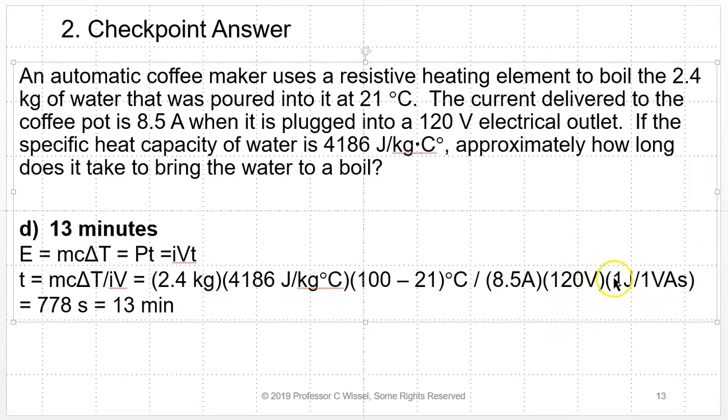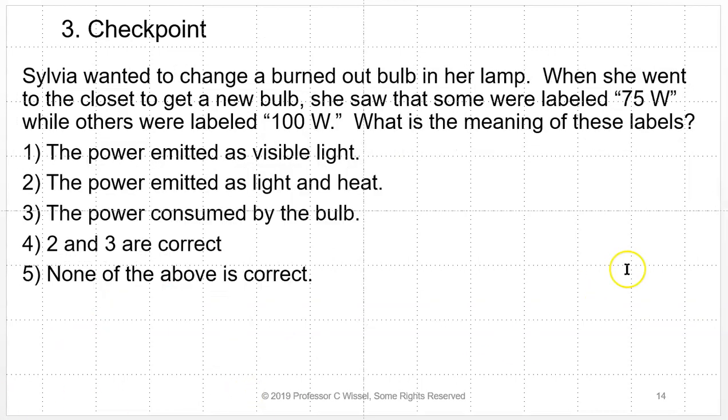And this is units conversion. So check your units. This kilogram cancels with that kilogram. This joule cancels with that joule. This degree C cancels with that degree C. This amp cancels with that amp. This volt cancels with that volt. And the seconds is on the bottom twice, so it's 1 over seconds, so it'll come up on top. It's 778 seconds, and that's 13 minutes. Always make sure you check units on things. If you don't, you're going to wind up screwed up.